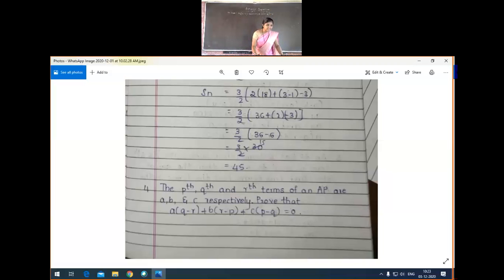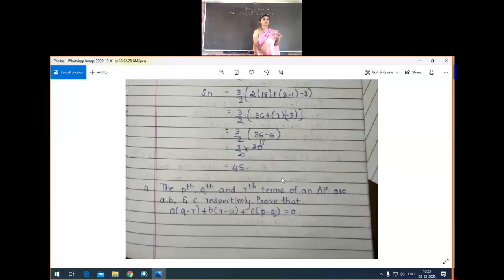But what is given actually? The p, q and r terms of an AP are a, b, c respectively. So prove that a(q minus r) plus b(r minus p) plus c(p minus q) is equal to 0. This question we have to discuss now.